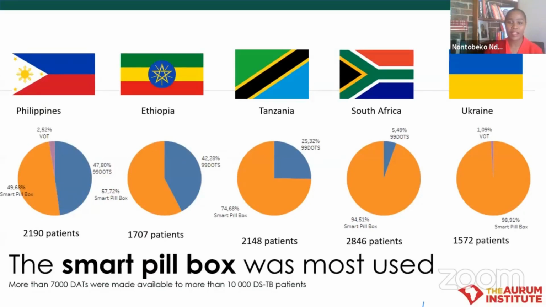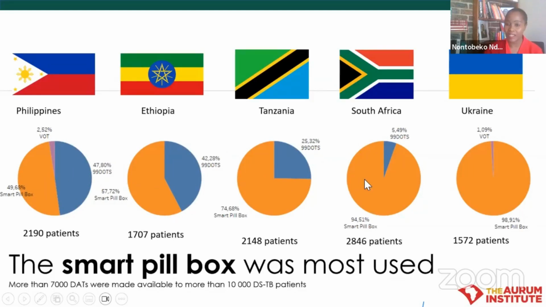So as we went out to evaluate these technologies, we found that all countries ended up mostly using the smart pillbox. As you see, the orange sections show what each country actually ended up having, the number of patients who were on the smart pillbox. And we can see the variation across the countries, that it's not one size fits all. Some countries were able to have a lot of 99 dots as well as the smart pillbox.